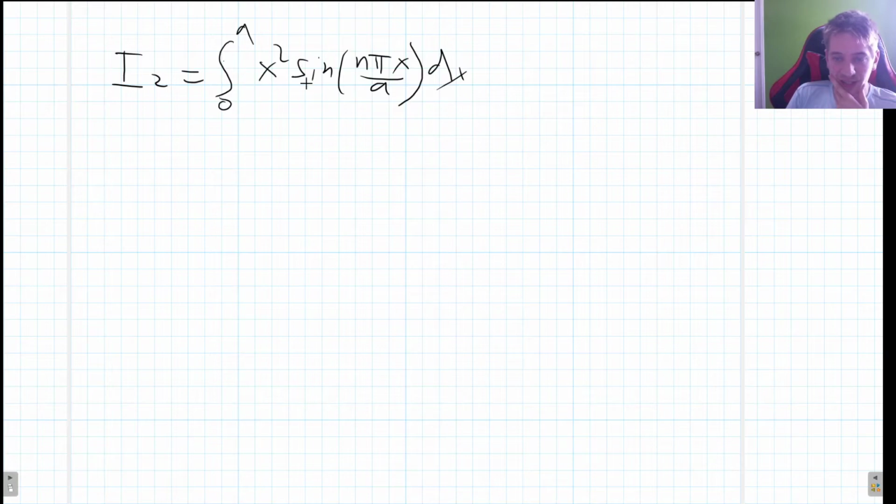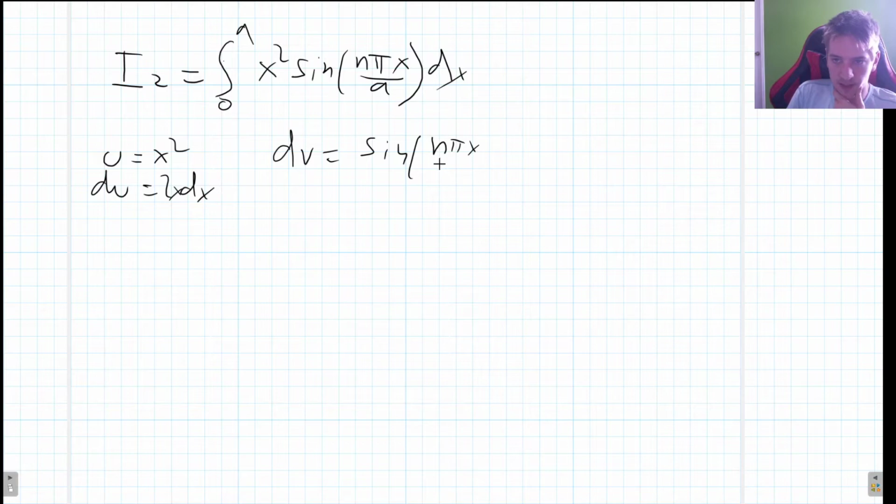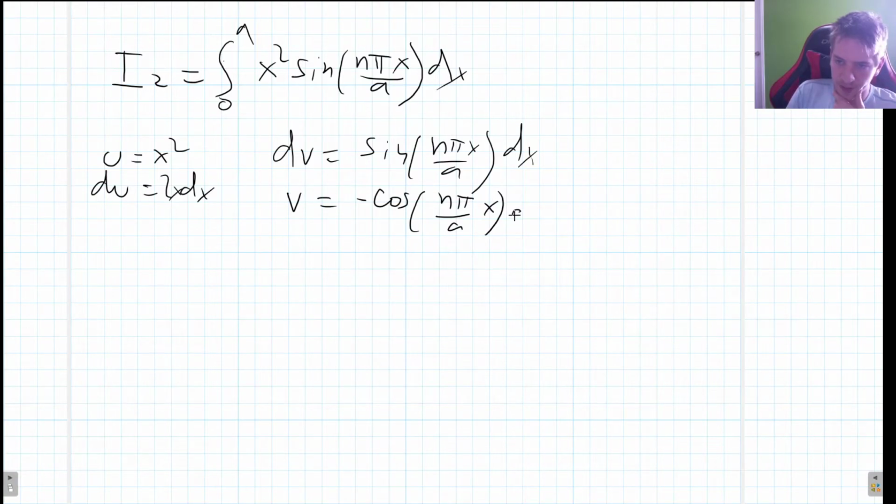Okay, so this second integral we can now solve by doing integration by parts twice. So let's first call u x squared, so the du is just 2x dx. And well, I think my camera is going to block this if I continue writing there, so I'm going to move it over here. So dv is now going to be sine of n pi x over a dx, and v is going to be minus cosine of n pi x over a times a divided by n pi.